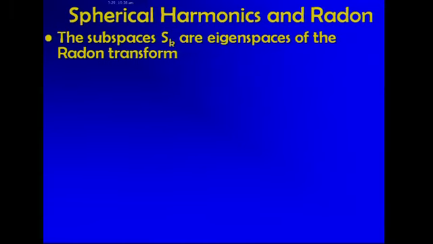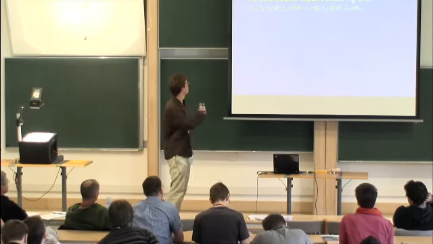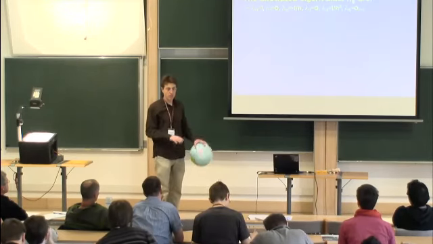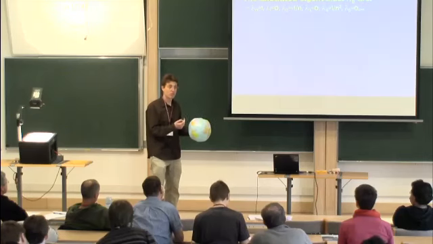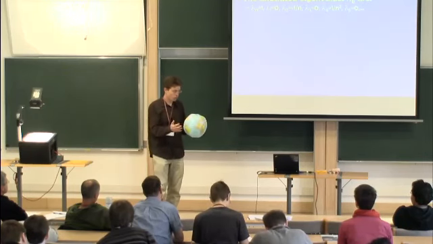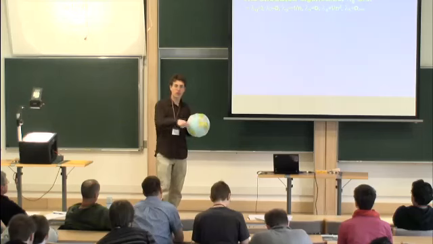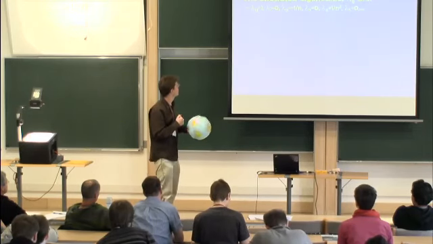In other words, the Radon transform just multiplies each subspace by an eigenvalue. So let's see in the demonstration why this is the case. Let's start with S0, the constant function. If I have a constant function 1 on the sphere and I apply the Radon transform, it's still the same function, right? At any point the average over the equator is still 1. So it's an eigenfunction with eigenvalue 1.